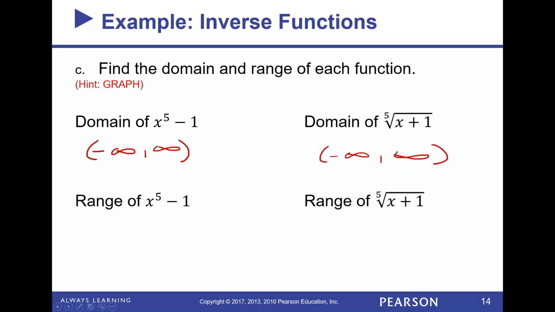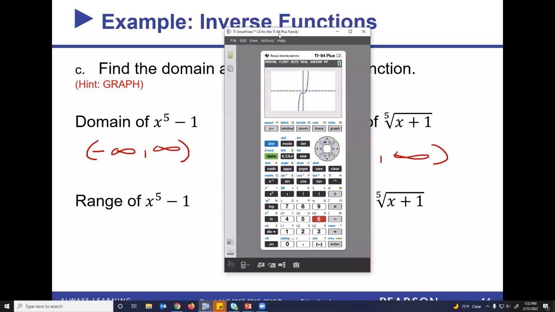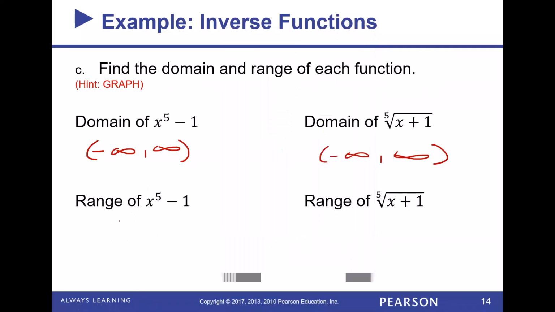So this is where you should definitely maybe pull that calculator out. So here is the graph of x to the 5th minus 1. We did it just a moment ago. So there it is in y equals. And we can verify and see that this graph does go left forever and it does go right forever, but it also goes down forever and up forever, which means my range on this one here is also still going to be all real numbers.